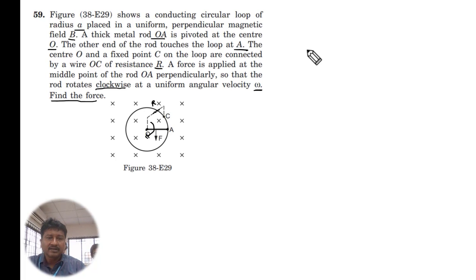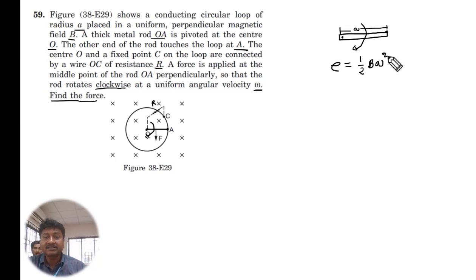So, when a rod is rotated in the magnetic field about one end, and the length is A, we derived one expression. Induced EMF is what? Half B omega L squared, that is, half B omega A squared.